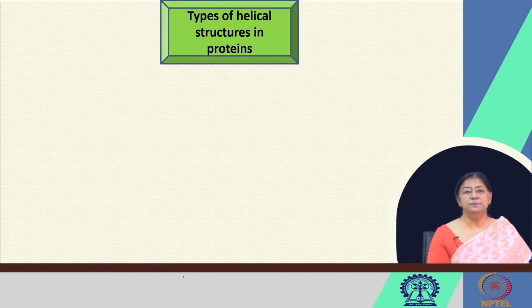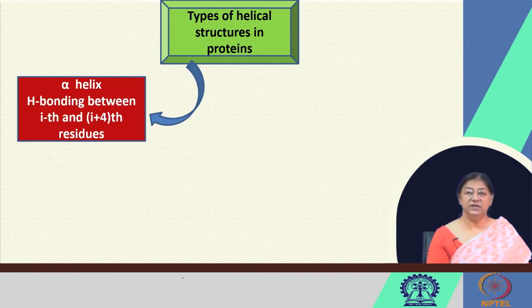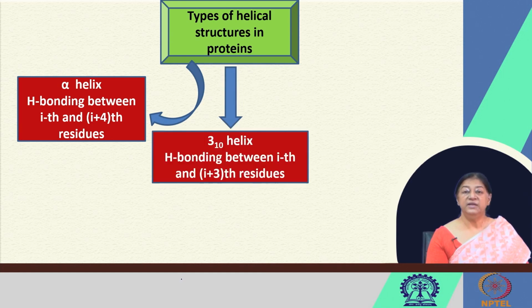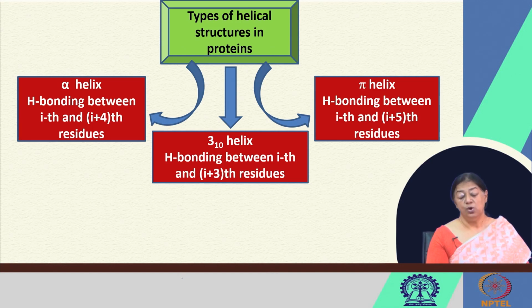So, if we look at the types of helical structures that are present in proteins, we mentioned the alpha helix, that is the common right-handed alpha helix that has the hydrogen bonding between the I and the I plus 4 residue. There is the 310 helix that has the H bonding between the I and the I plus 3rd residue, and then there is also a helix called the pi helix which has a hydrogen bonding from the I to I plus 5th residue.